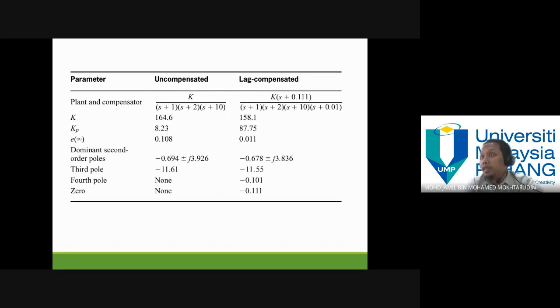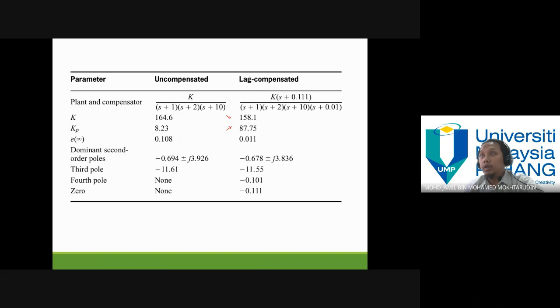Okay, so this is a summary of the difference between the uncompensated system and the system with lag compensator. So the value of K reduces and Kp increases. Okay, so this is a new Kp which is found by using MATLAB, okay, without manual calculation. And the steady state error is reduced from 0.108 to 0.011. Okay? Reduced 10 times, almost 10 times. And the dominant poles change and the other things are changed as well. Okay, so this is the idea.